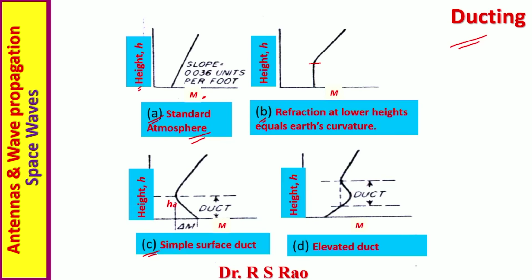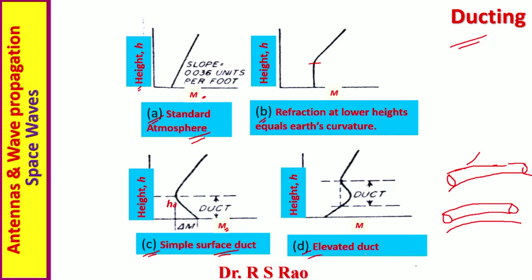In C is shown a simple surface duct. There are two types of ducts, surface duct and elevated duct. Surface duct means the lower part of the duct is at the surface of the earth. That is a surface duct. Elevated duct means the whole duct is at a height above the surface of the earth. In C is shown variation of M with height in the case of a surface duct. M decreases with height up to a certain height. After that, it starts increasing. This is the surface duct.